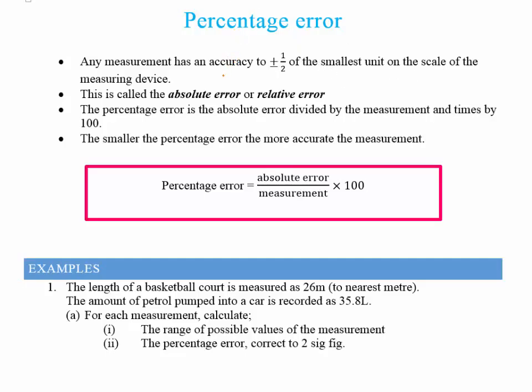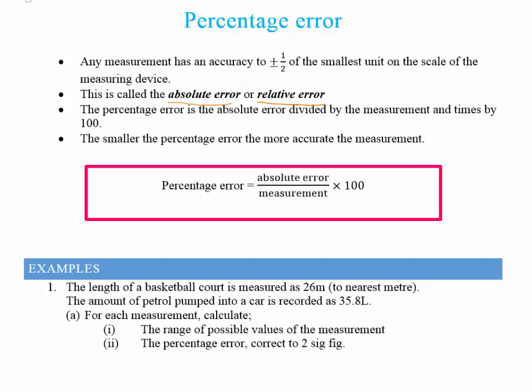That means if you had a meter ruler and your meter ruler could only measure in meters, then the accuracy would be plus or minus half of 1 meter, which would be plus or minus half a meter. Now this is sometimes called the absolute error. Sometimes you might see it as a relative error, sometimes as a maximum error. All of these words are describing error, and at this point in time, we're just looking at error.